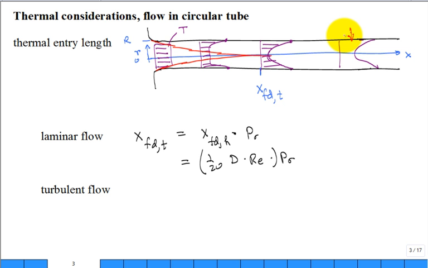Okay. What about turbulent? Well, to be fully developed thermally is the same as fully developed hydrodynamically, because the mixing associated with turbulence makes it fully developed quite quickly in the same mechanism, 10 diameters.